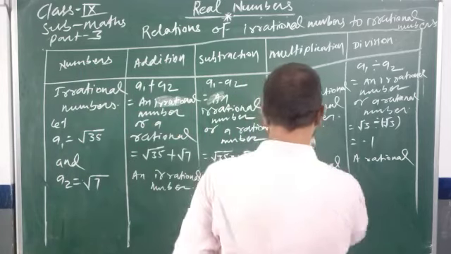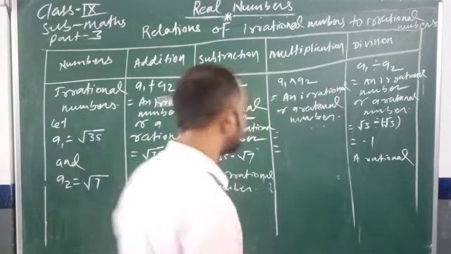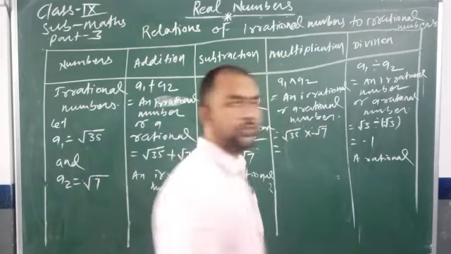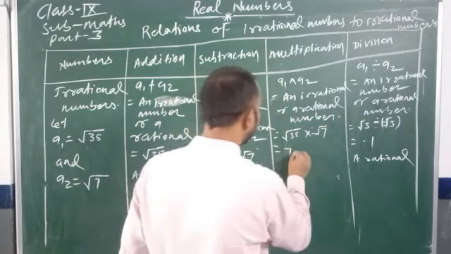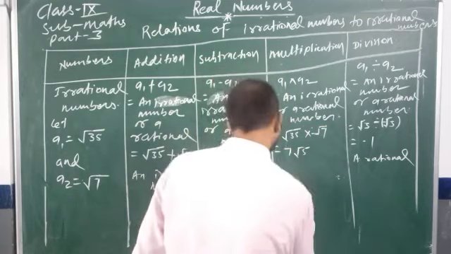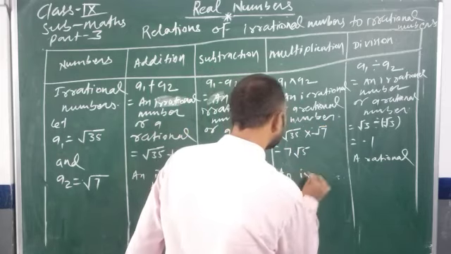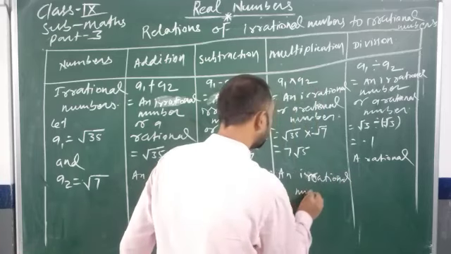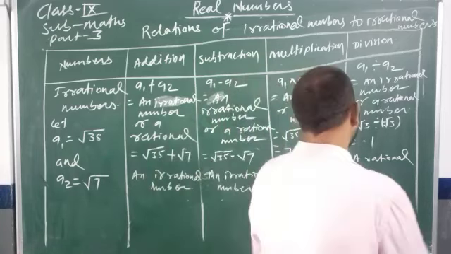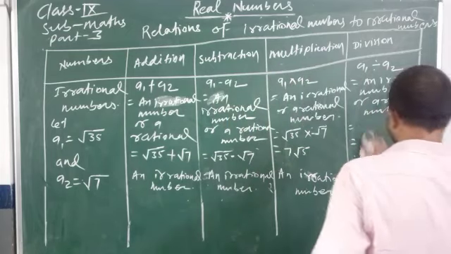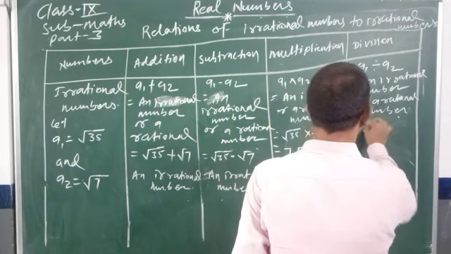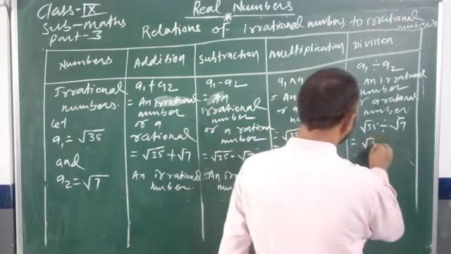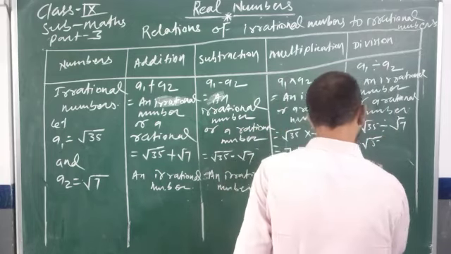Now here we will change the value with the changed examples. Root 35 into square root 7 equal to 7 root 5. It is also an irrational number. Now finally the operation division: we put the value root 35 divided by root 7, and we get here root 5. So it is also an irrational number.